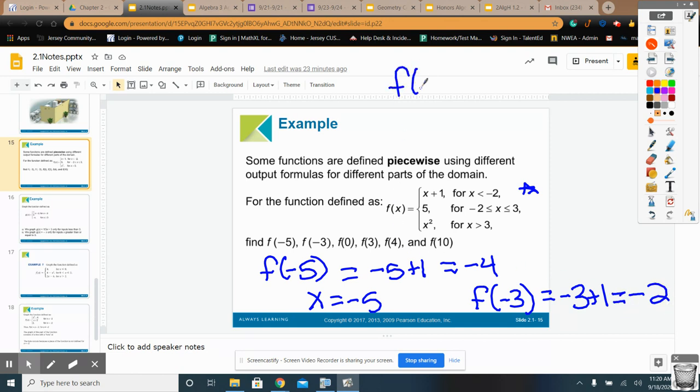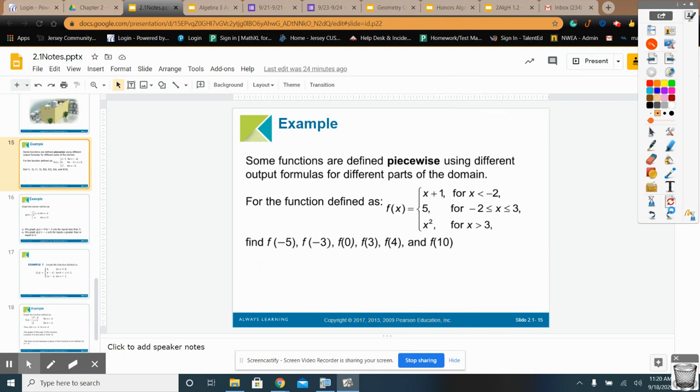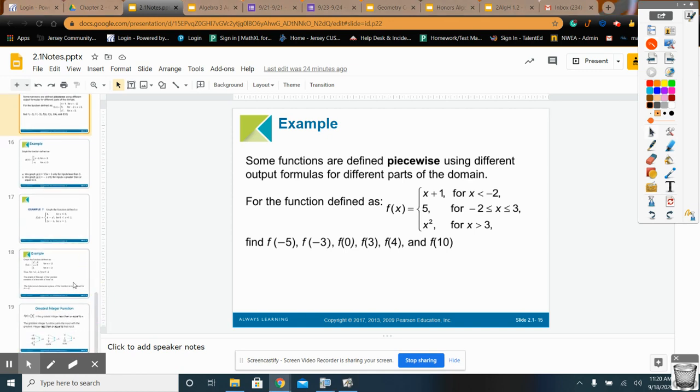When I plug in 0, f of 0 is in this middle rule now, and the machine just shoots out 5s. If you plug in 3, that's tricky. Which one do I use? Well, this one has the equal sign for 3, and this one does not. That's where it splits. So f of 3 is still using that middle rule, and it will shoot out 5. f of 4 is bigger than 3, so it will take 4 squared, and that will be 16. And f of 10 is definitely bigger than 3. It'll be 10 squared, which is 100. So all you have to do is find the right domain for your values to figure out what your function will do.